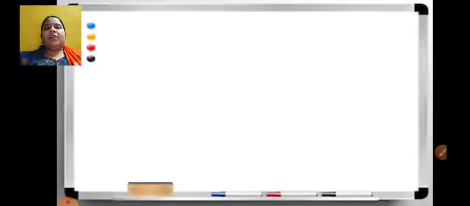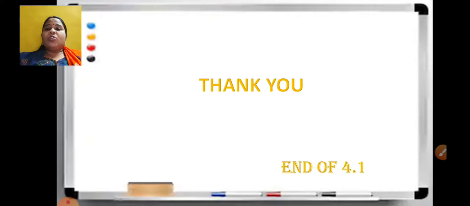We have solved sums from 3rd to 7th. I hope all the sums are clear. With this, I come to the end of this session and also the end of practice set 4.1. Really practice it at home many times. Only then you will find it easy.